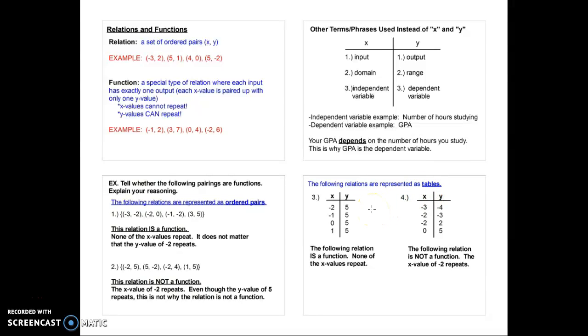Okay, so they can be represented as ordered pairs, or they can be represented as tables. So I have -2, 5. This is my ordered pair. This is my x and my y value. I have -1 and 5, 0, 5, and 1, 5. Those are my ordered pairs. You can imagine parentheses being around them. That's your ordered pair x, y.